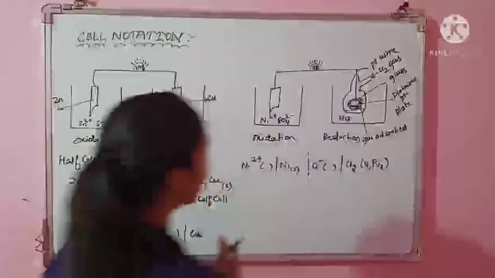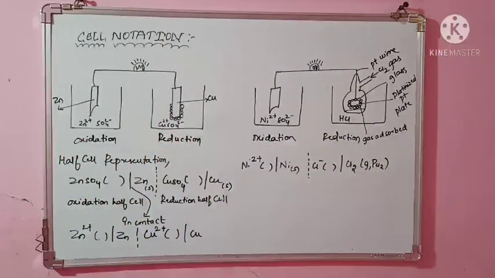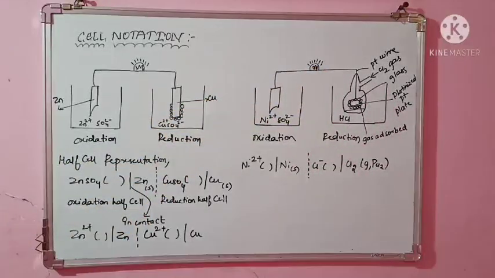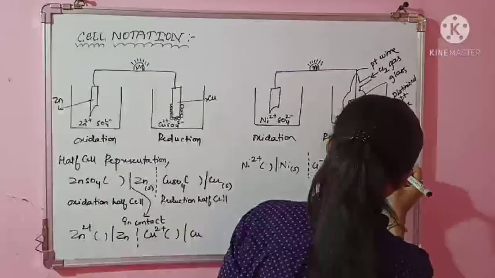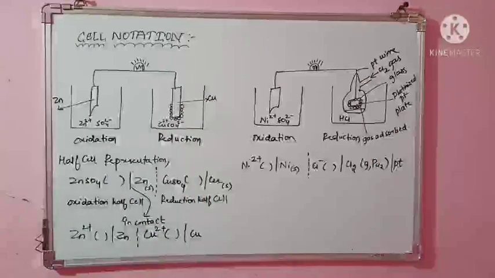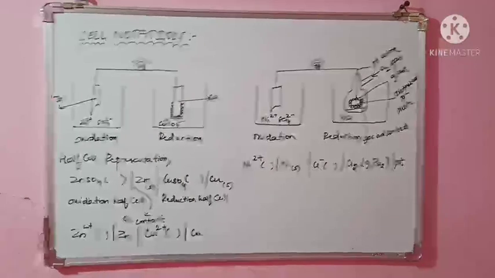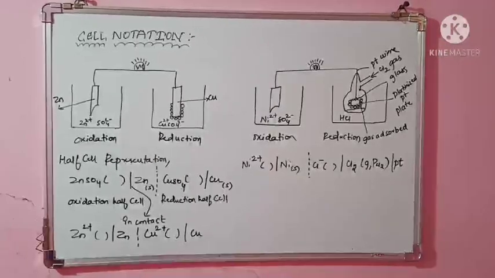And the last thing you have to remember is that there also you have taken a metal. Which metal is that, tell me? Platinum. You have made the platinum wire, no? So you have to show that connection also. Platinum. So this is how you represent the half cell when you use a gas electrode. Clear? I hope you are clear with the half cell representation.